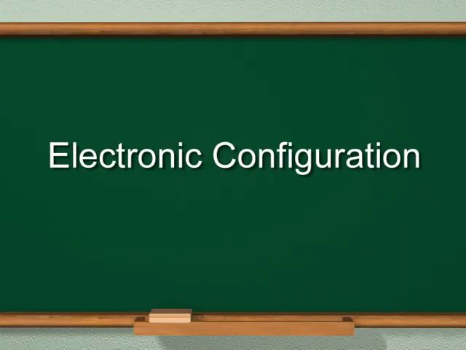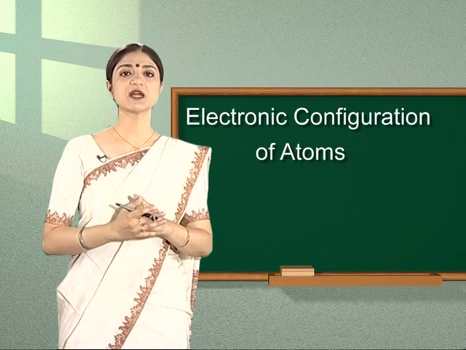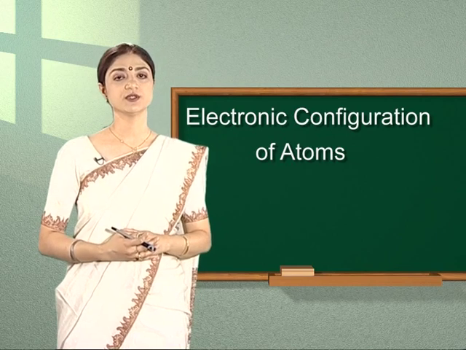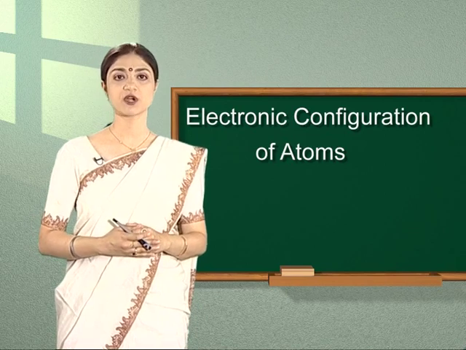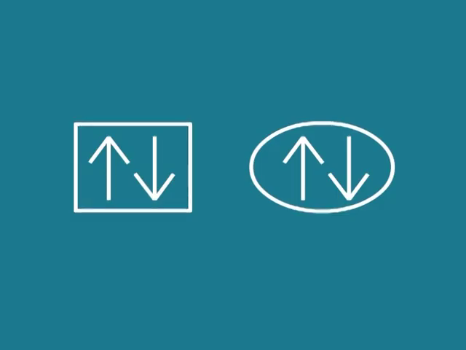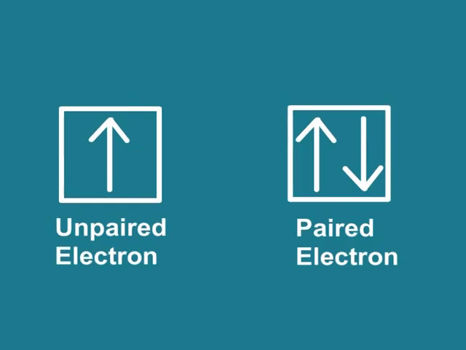Electronic configuration of atom. Before starting our discussion on electronic configuration, it is important to know some important symbols which are commonly used. A box is generally used to represent an orbital. It can be square or circular in shape. An arrow is used to denote an electron. The direction of the arrow gives the correct orientation of its spin. These may be upward and downward pointing arrows.